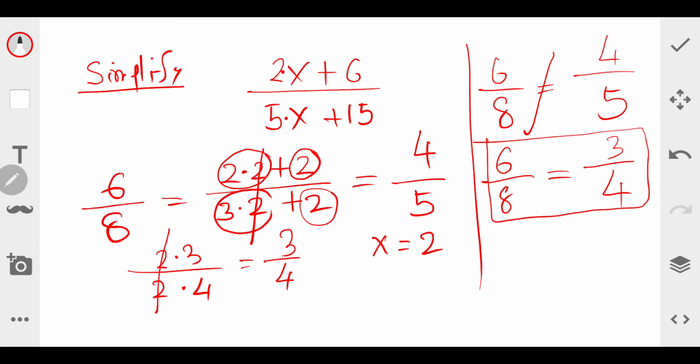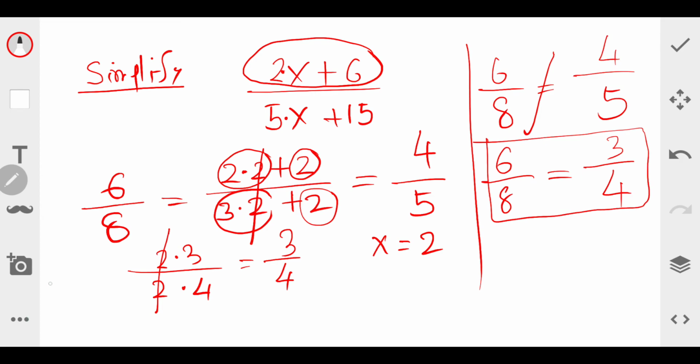We cannot cancel the x's, even though the 2 times x, this is being multiplied, but still we cannot cancel them because you can see this is being added with 6. We can't cancel them. Okay, and this is the proof where I showed that 6 divided by 8, 2 times 2, 3 times 2, and 2 cannot be cancelled because you're going to get something completely different, which is 4 divided by 5. We cannot do that. Okay. All right, I hope this makes sense.